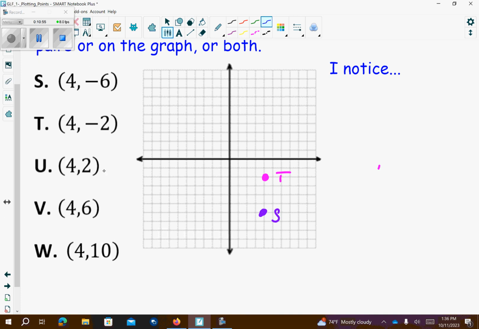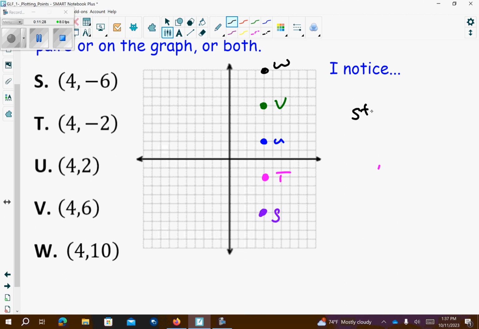Letter U, I'm going to go right 4. 1, 2, 3, 4, up 2. Letter V, I'm going to go right 4. 1, 2, 3, 4, up 6. 1, 2, 3, 4, 5, 6. And letter W, right 4. 1, 2, 3, 4, up 10. 1, 2, 3, 4, 5, 6, 7, 8, 9, 10.